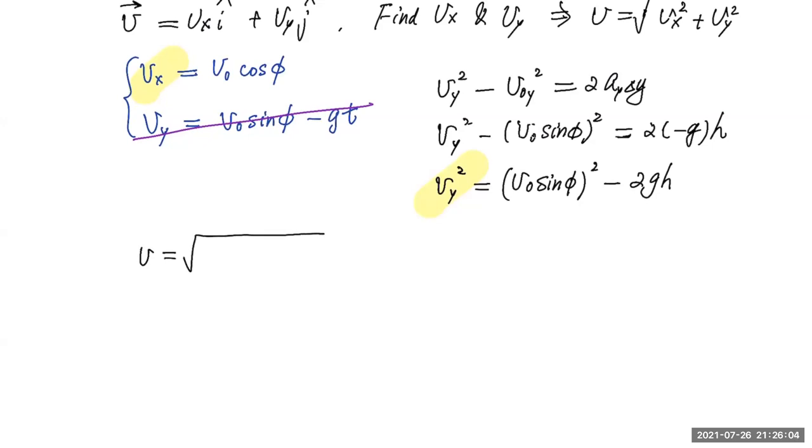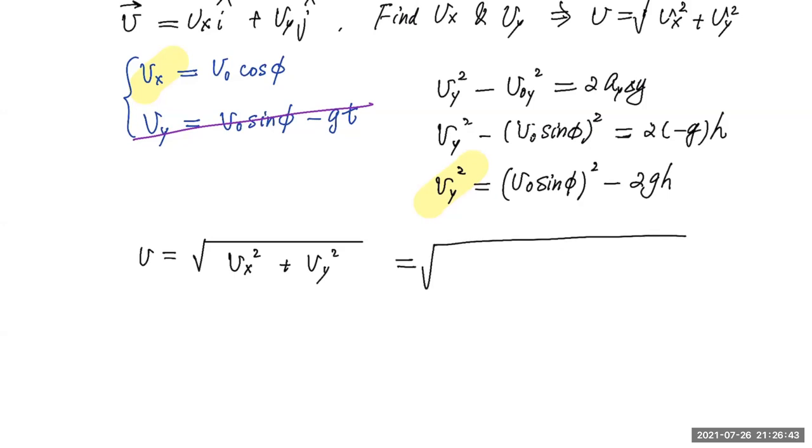the square root. Let's redraw this. Sorry, I just want to draw a better straight line, that's all. Okay, that's better. Vx squared plus Vy squared, right? Let's do that. Let's plug in the expressions of Vx and Vy.